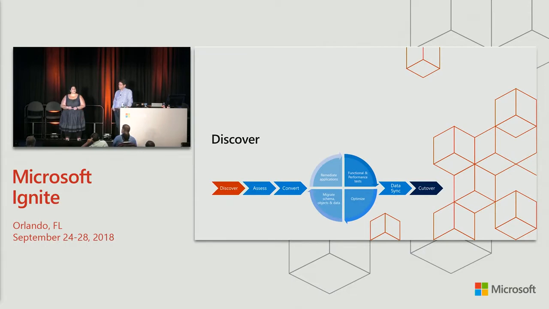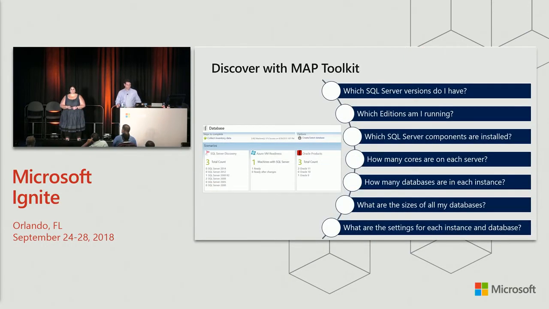Okay, so the first one is the Discover phase. So for the Discover phase, we've got the MAP toolkit. So again, which versions do I have? Which editions? Which components? How many cores? How many databases? What are the sizes? And what are all the settings? So that will help you kind of have an idea of what you have that needs to be migrated.